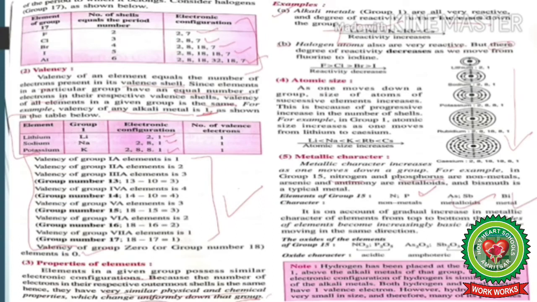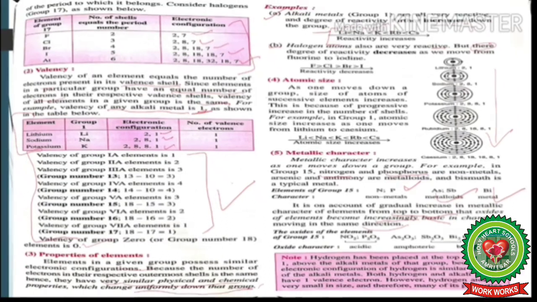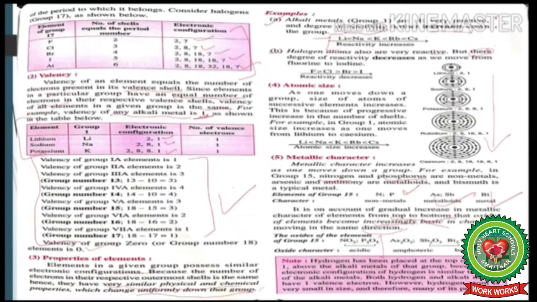It is on account of gradual increase in metallic character of elements from top to bottom that oxides of elements become increasingly basic in character, moving in the same direction, that is down the group. The oxides of elements of group 15, that is oxides of nitrogen and phosphorus, are acidic in nature. The oxides of arsenic are amphoteric in nature, whereas the oxides of antimony and bismuth are basic in nature.